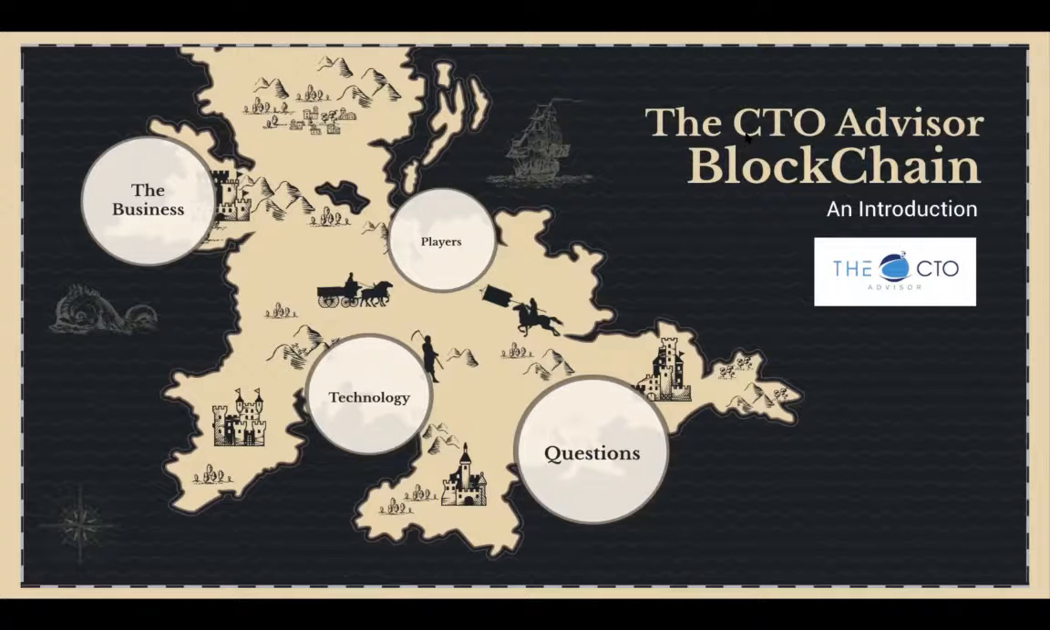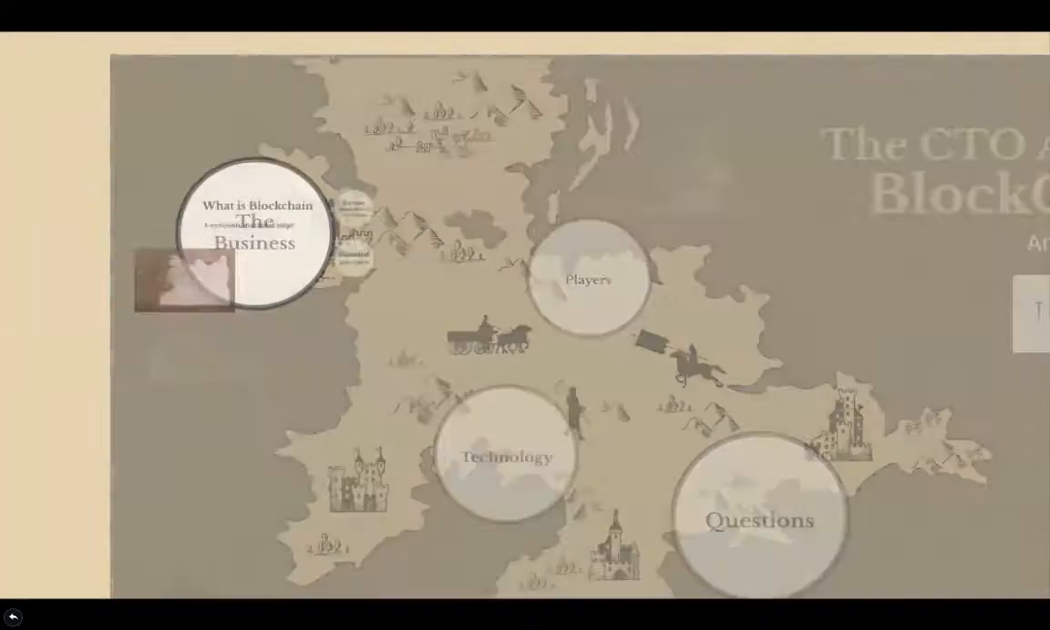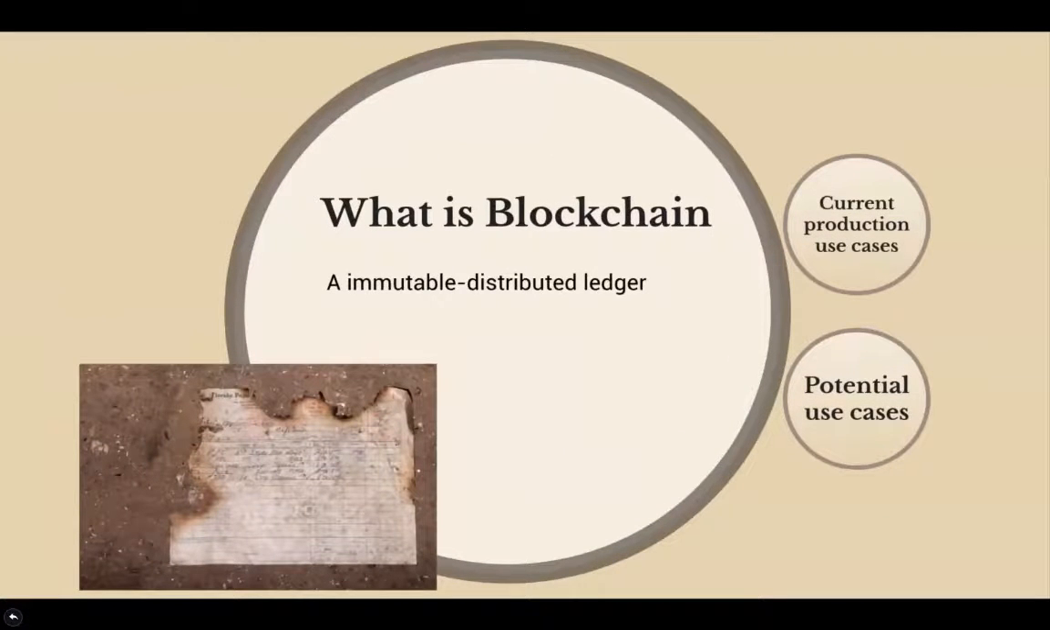So let's start out first by talking about the business of blockchain. Simple definition of what is blockchain. Blockchain is an immutable distributed ledger. What the heck does that mean? I love the image at the bottom.